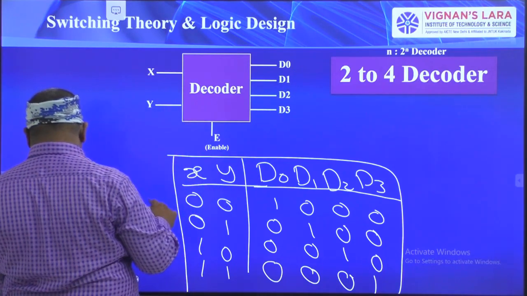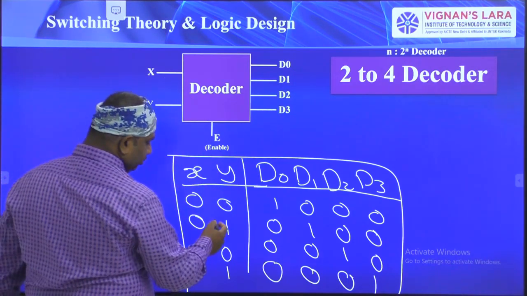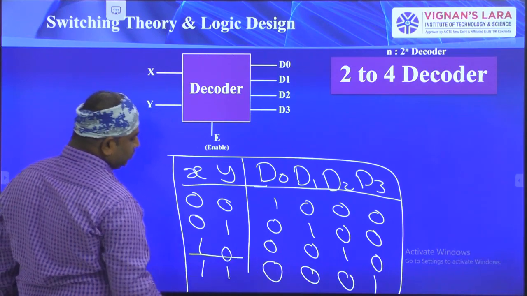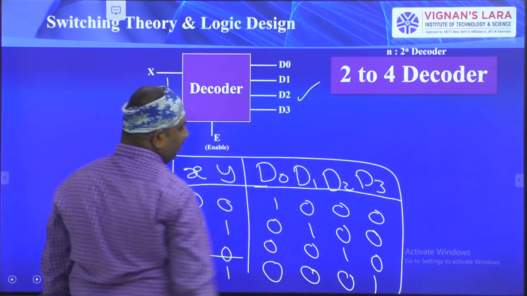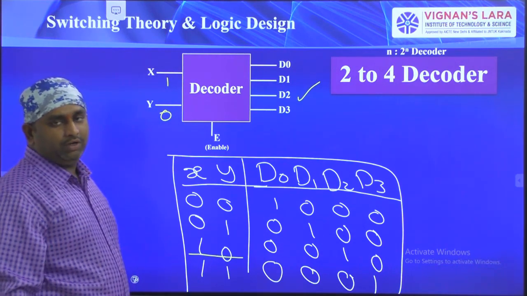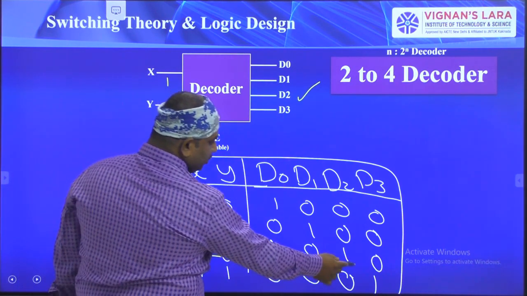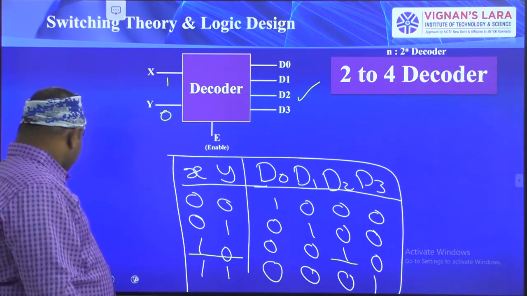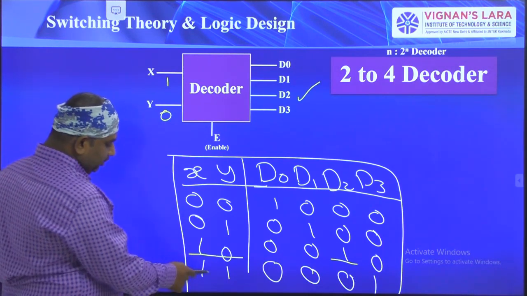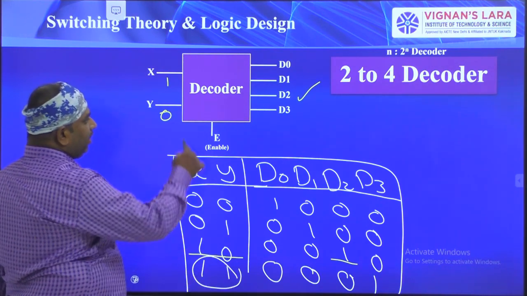Now coming to the next combination, the third combination. When you take 1, 0, here it is 1, here it is 0, then the D2 terminal is going on, and all the remaining terminals are going to 0. Next, coming to the fourth condition, in this fourth condition, x and y values are 1.